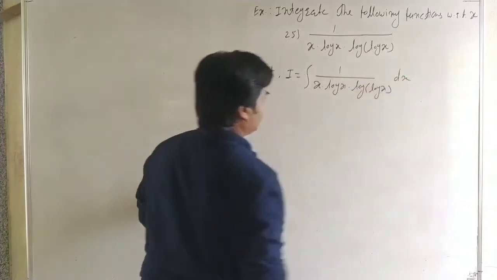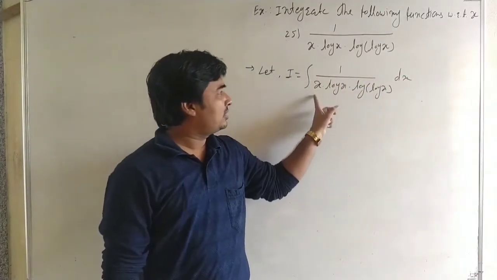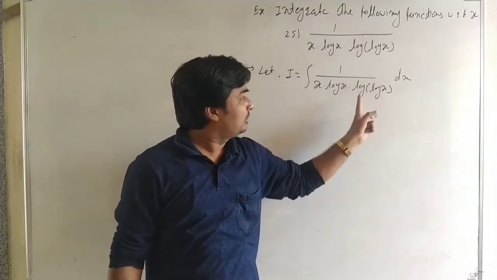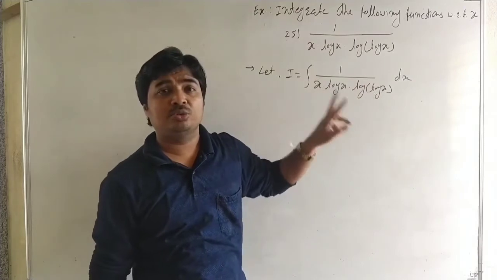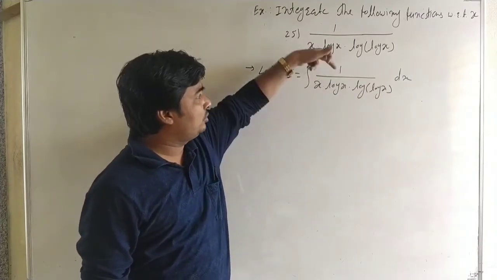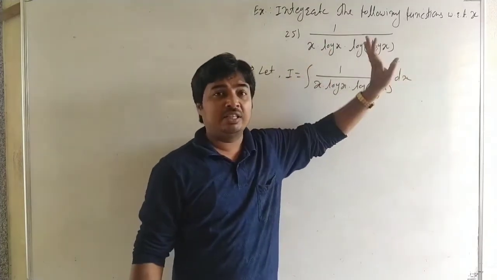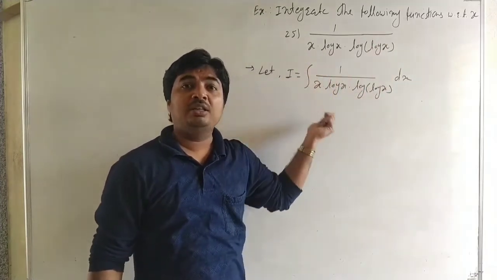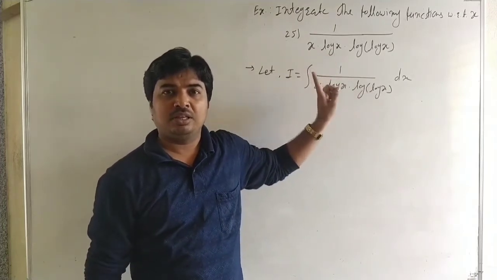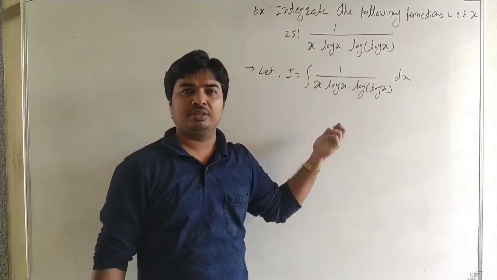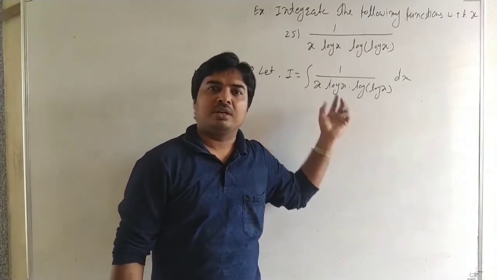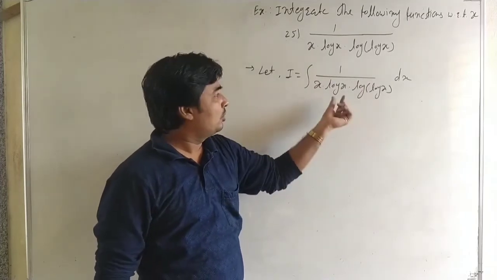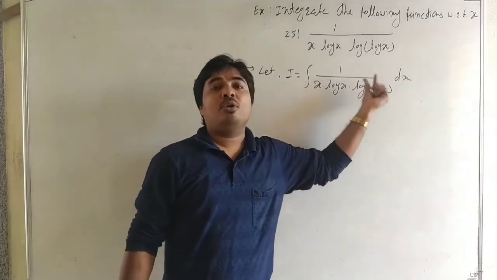Clearly, 1 by x is a multiple of dx, and 1 by x is the derivative of log x. So we put log x equal to t. Then 1 by x dx is dt, and it becomes 1 by t into log t. After substitution we get the function 1 by t into log t, but this function is also not in a standard form. So we put log of log x equal to t.